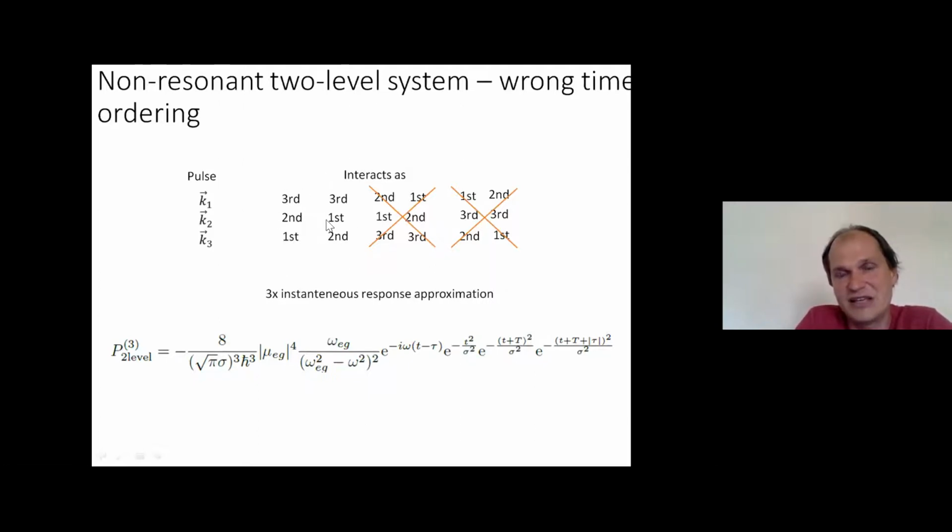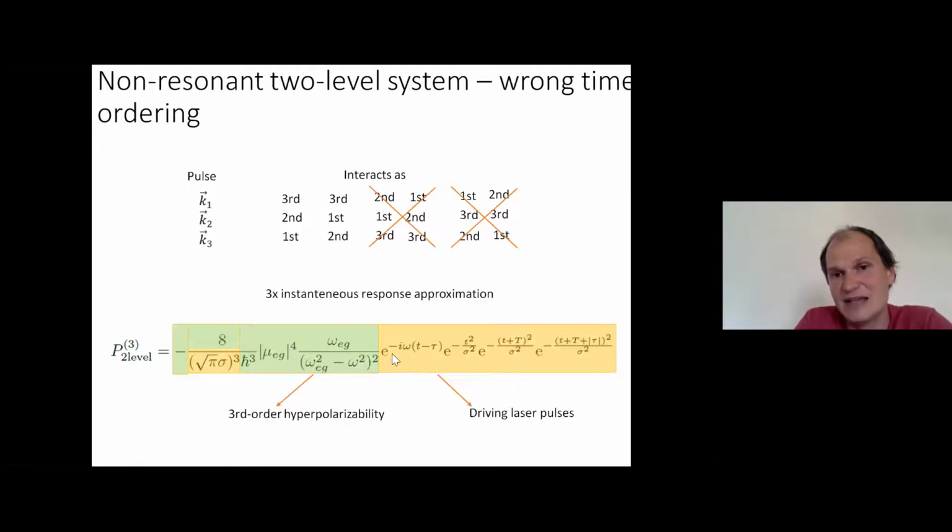And again, these terms can be integrated with this triple integration, and we use the same trick with the instantaneous response approximation 3 times. It's possible to do, and it has an analytical solution, which is again pretty nice. So we have a product of these 3 driving laser pulses, the laser fields, and some prefactor, which would be the third-order hyperpolarizability. So again, the polarization instantly follows not just a single laser field, but this product. And this is the polarization of the two-level system.